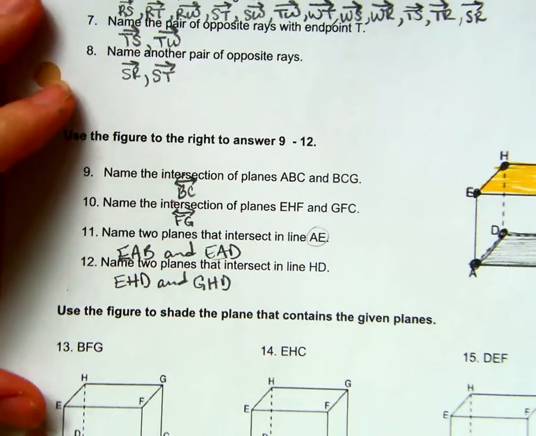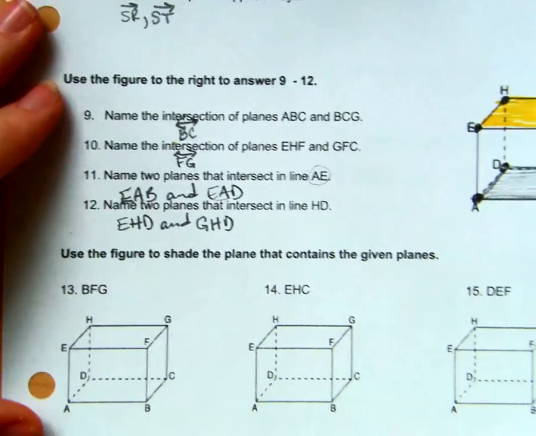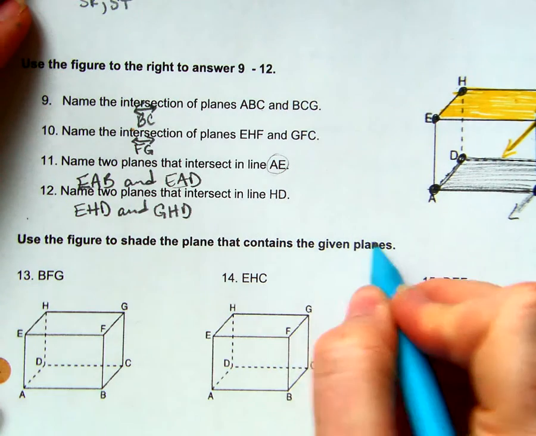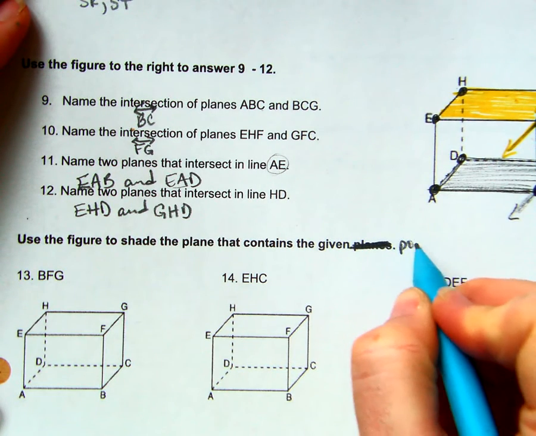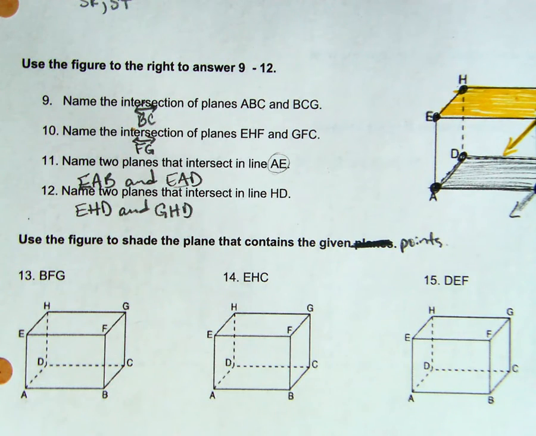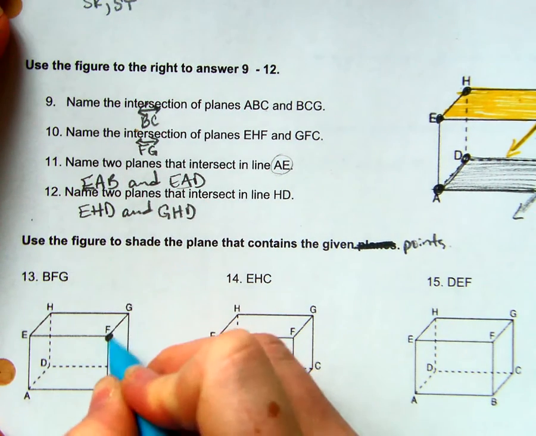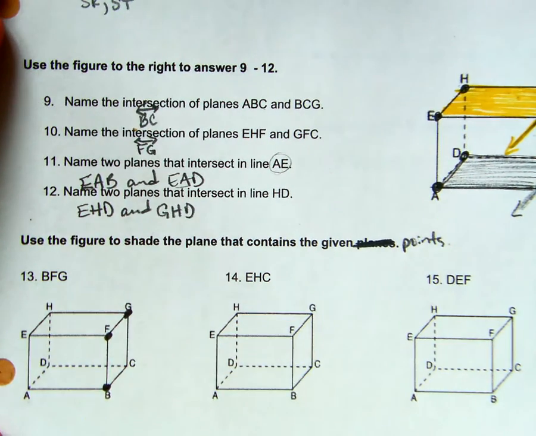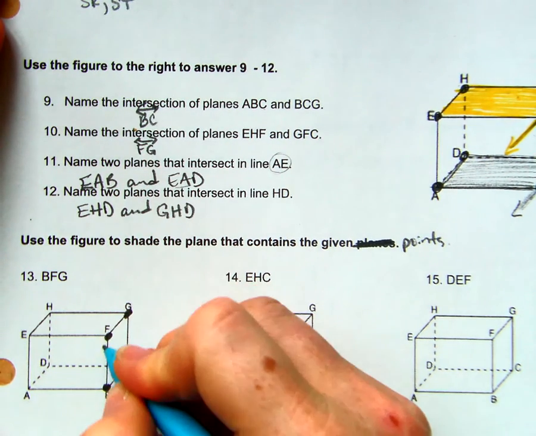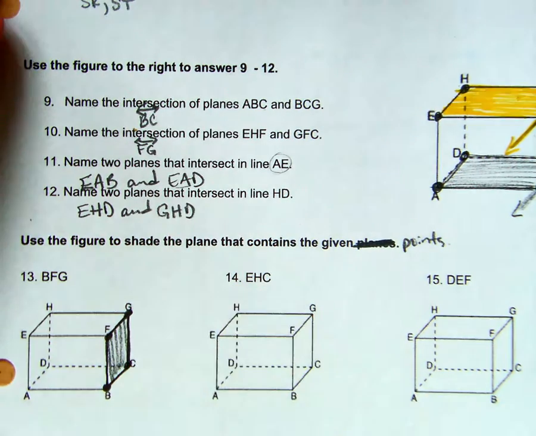All right, moving on to number 13. It says use the figure to shade the plane that contains the given points. Oh gosh, contains the given points. I didn't even notice that today. So BFG. We're going to do the same thing here. BFG, 3 points on this plane that is the side of the box. So find the fourth point in the plane, connect the 4 points, and then shade.